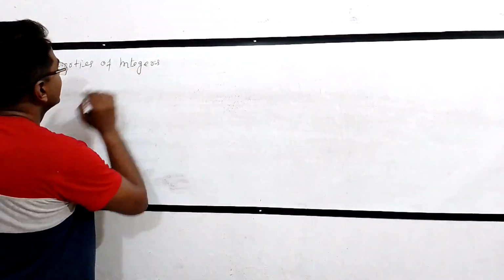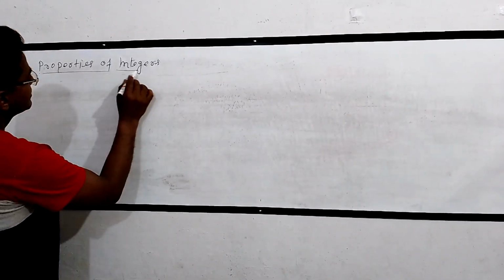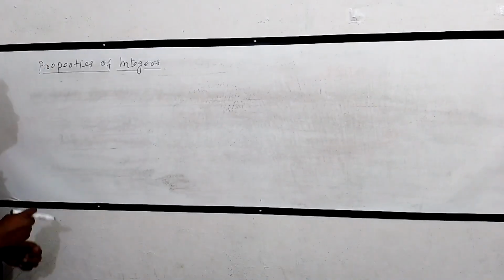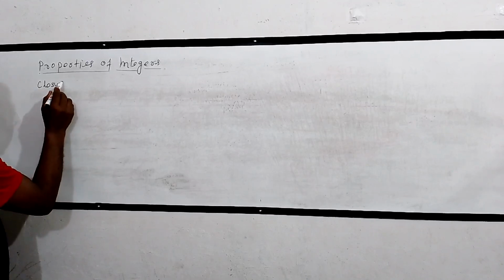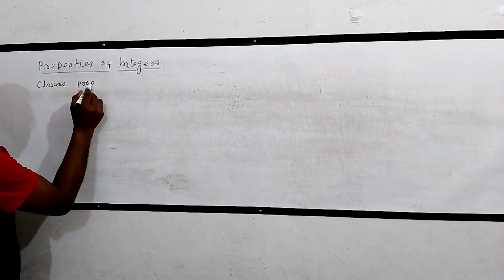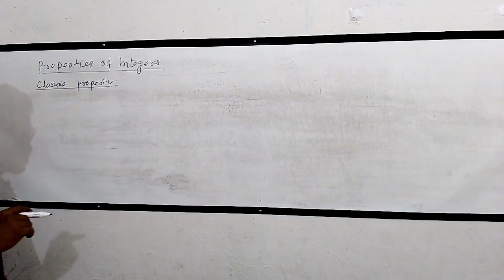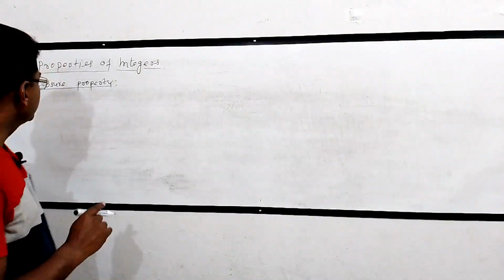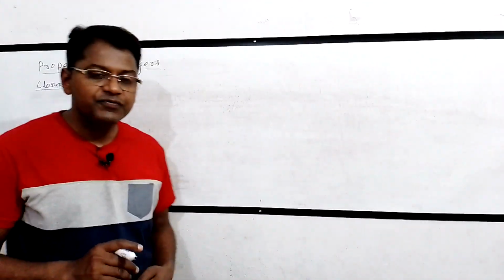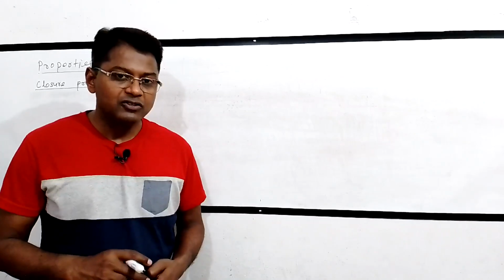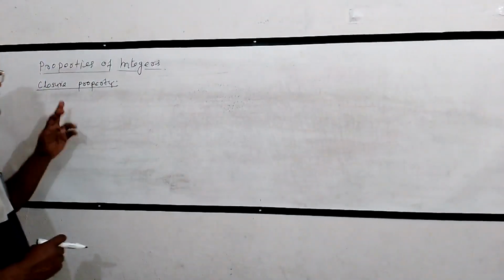Properties of integers. The first property is the closure property. Within the closure property, we will find that for any integers, the addition of integers will always be an integer.